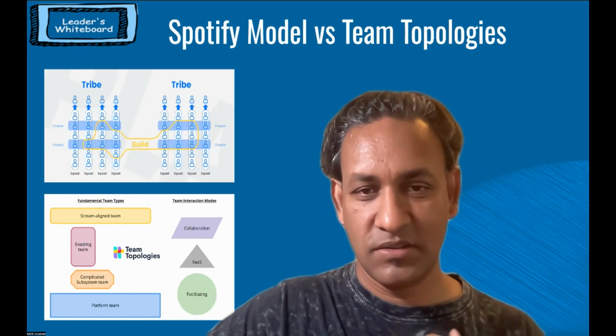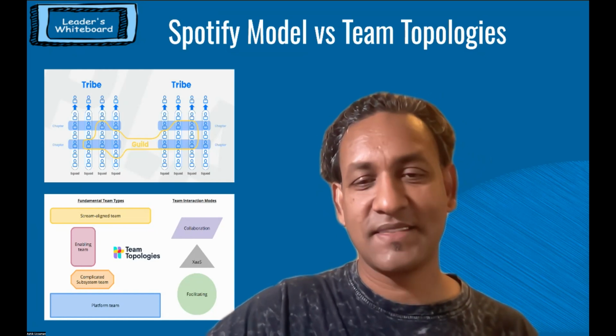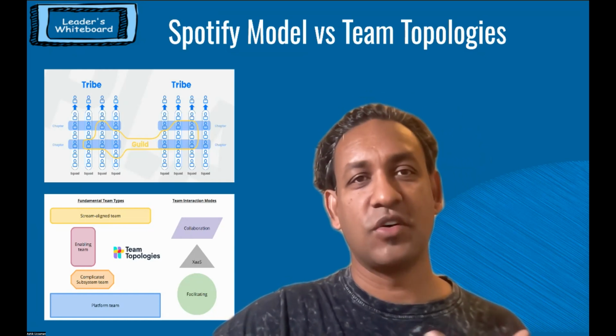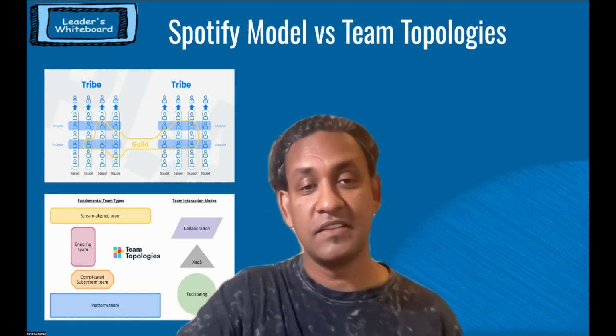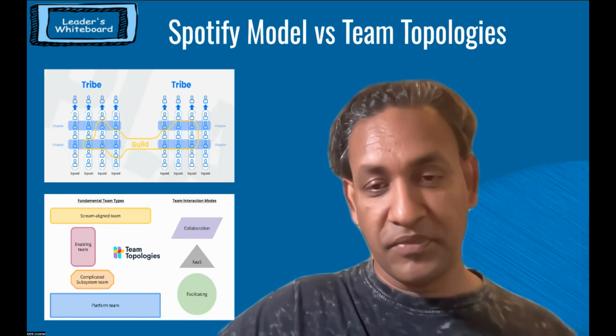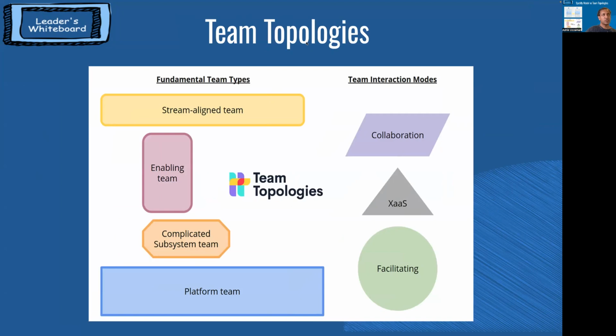One is collaboration, that is like cross-team or cross-functional collaboration. Another is X as a service, like platform as a service, software as a service, container as a service, all those kind of X as a service. And another is facilitation, like one team helping the other team. Here is the diagram that tries to capture those 4 fundamental types and 3 team interaction modes.